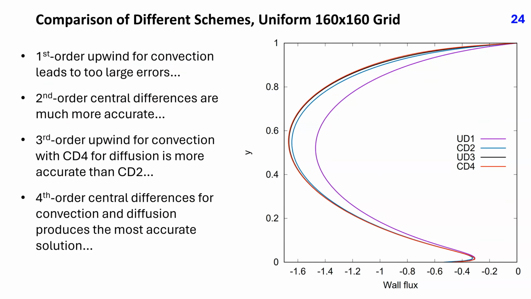Here we compare solutions from 4 schemes obtained on the grid with 160 by 160 subdivisions. The first-order upwind scheme obviously leads to too large errors. The solution obtained with the second-order central difference scheme is much more accurate. The third-order upwind scheme for convection together with the fourth-order central difference scheme for diffusion is more accurate than the second-order scheme. But the difference between the two is about 8 times smaller than the difference between first and second-order schemes. Finally, the use of the fourth-order central differences for both convection and diffusion leads to the most accurate solution.